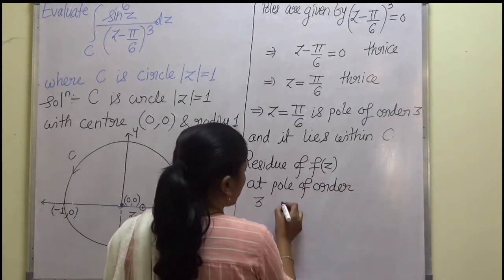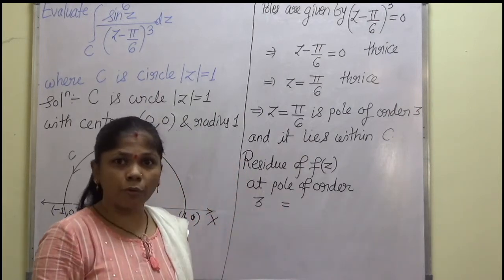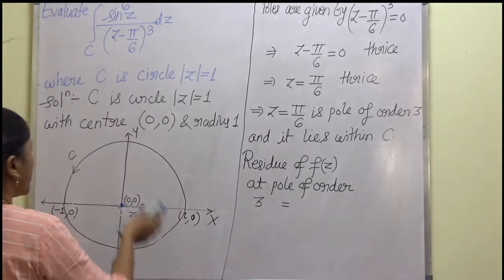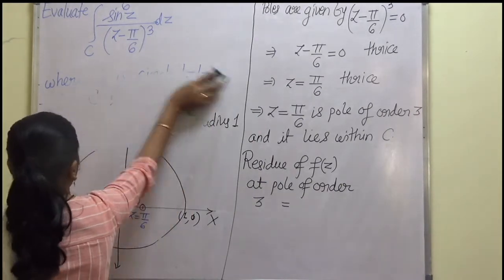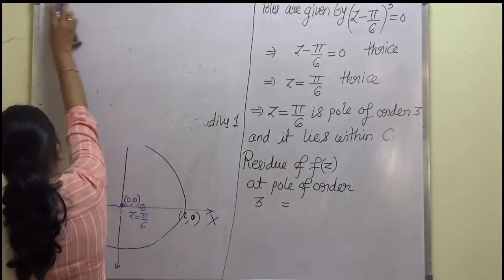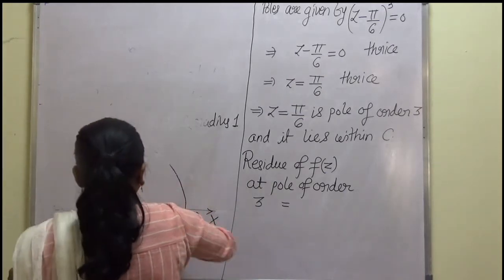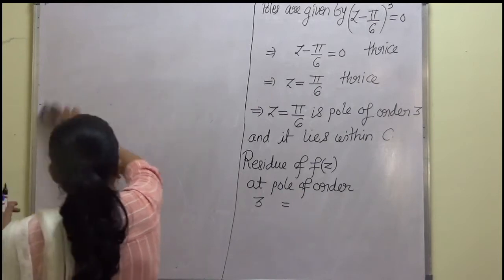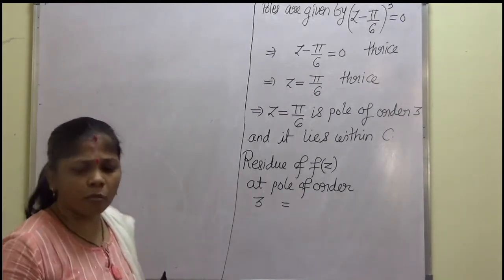Right, is equal to. So here we are told to give different treatment according to the nature of the pole. As we are having a pole of order 3, we will find the residue for a pole of order m. That formula is applicable. So let us recall quickly what that formula is.